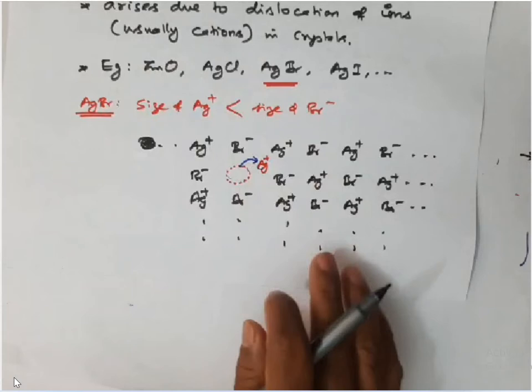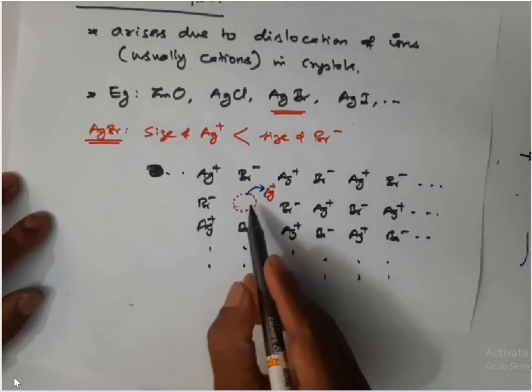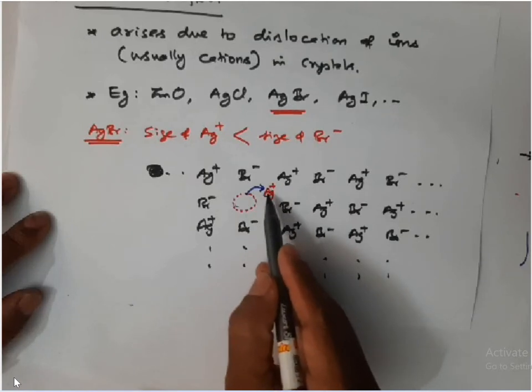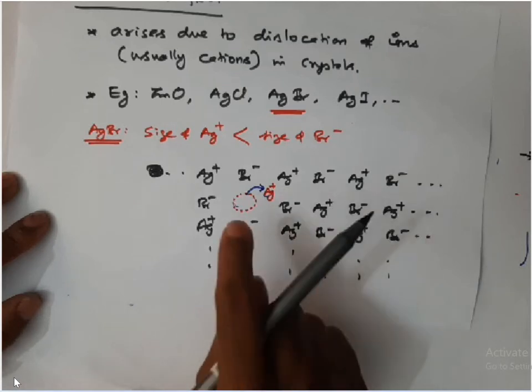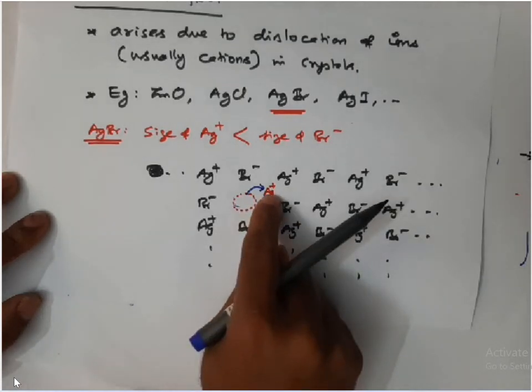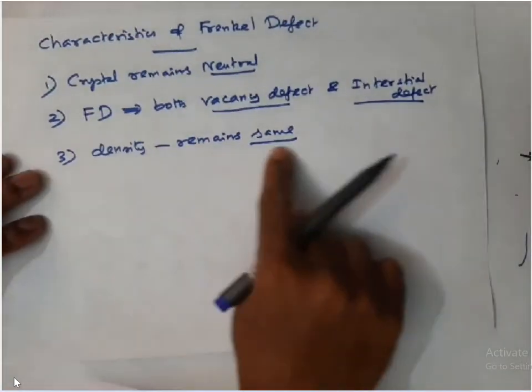Okay, so in Frenkel defect, we have a vacancy, so we have a vacancy defect. We also have an interstitial atom, an interstitial ion, so we have an interstitial defect. Both the vacancy defect and the interstitial defect are present. That's why the density of the crystal remains the same. No change in the density.